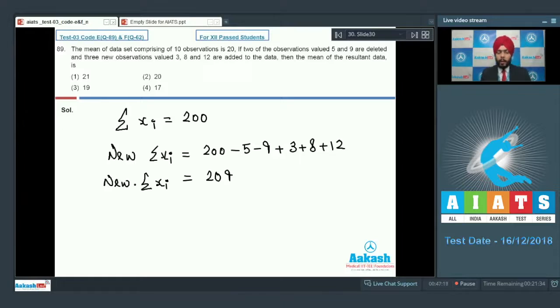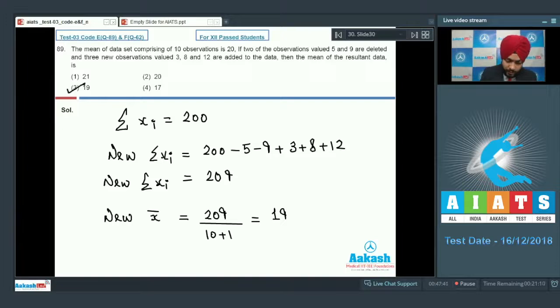Number of terms are now 11 because 2 were deleted, 3 were added. So new x bar will be new sigma xi, that is 209 divided by 11. That will be equal to 19. Fine. 19 into 11 is 209. Option number 3 satisfies.